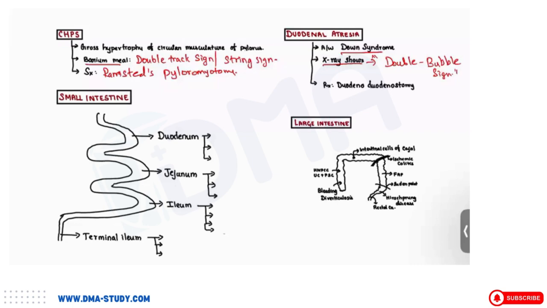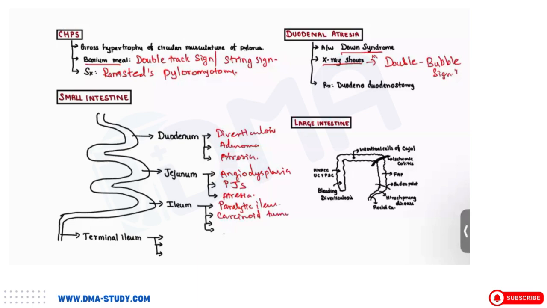Speaking about the small intestine, in the duodenum you may have diverticulosis, adenoma, and atresia. In the jejunum, you may have angiodysplasia, Peutz-Jeghers syndrome, and jejunal atresia, where you may see the triple bubble sign. And in the ileum, you may see paralytic ileus and carcinoid syndrome.